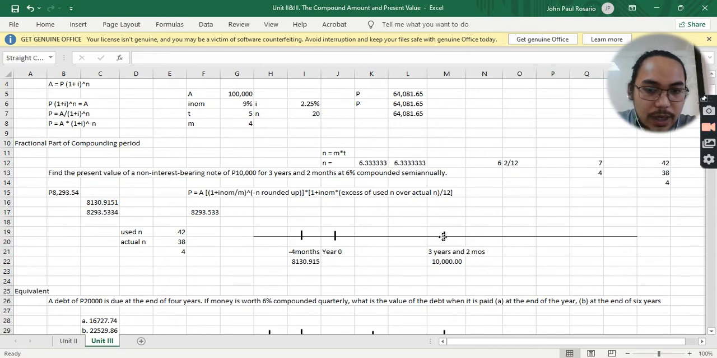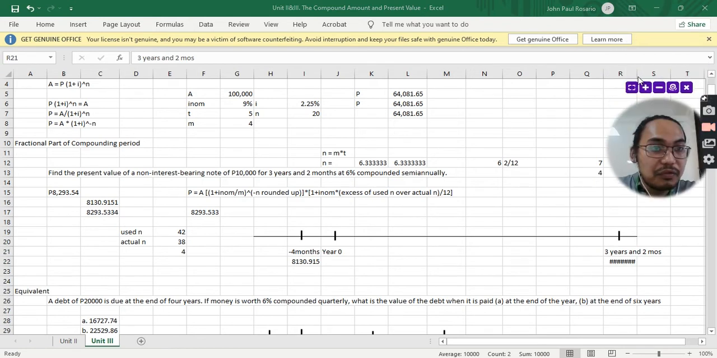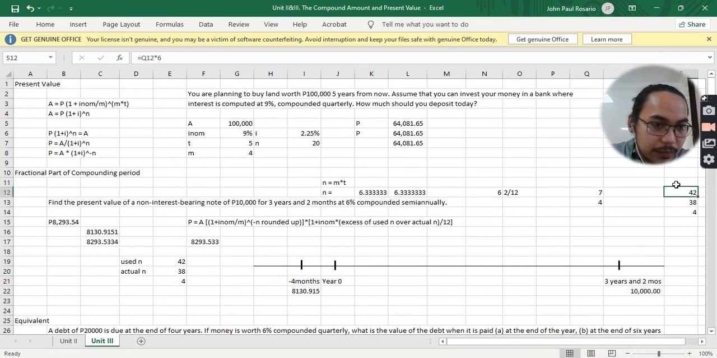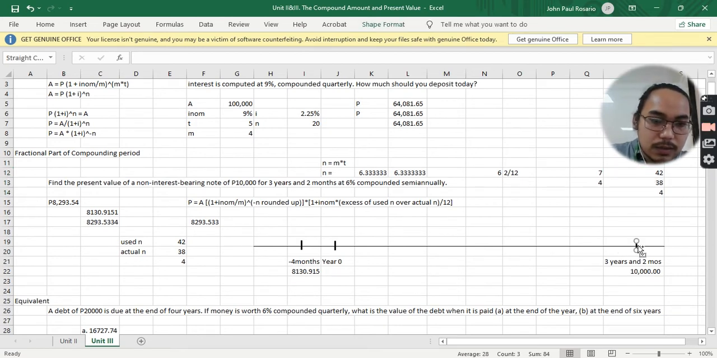Okay. So 3 years and 2 months here, and then 6 months downwards. Okay. So, what happened here? So 3 years and 2 months. So 6 months downwards, we'll have what period? We have to move 7 times backward.